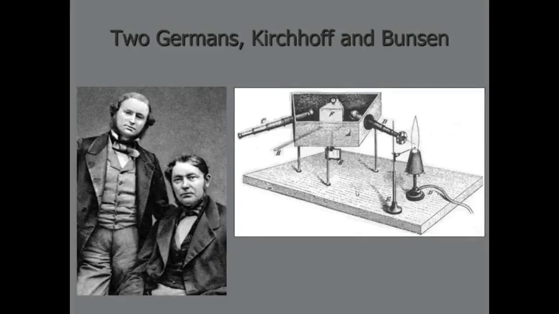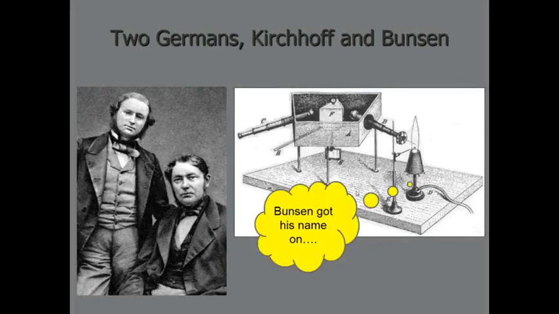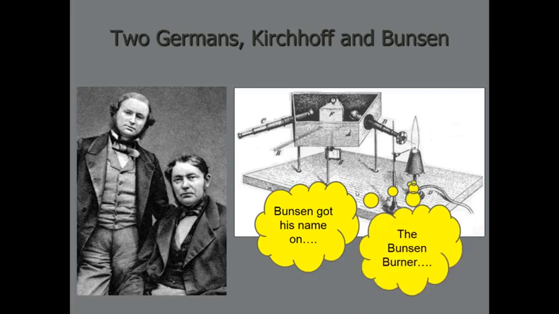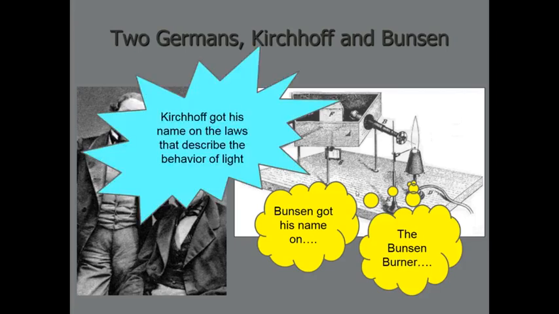Two Germans, Kirchhoff and Bunsen, were the first to experiment in the laboratory and figure out the properties of light. Bunsen you may have heard of. He got his name on, you guessed it, the Bunsen burner. Kirchhoff you may not have heard of, but he got his name on the laws that describe the behavior of light.